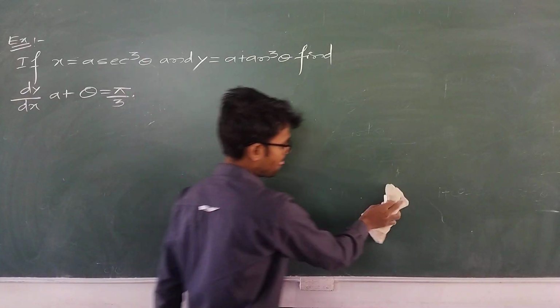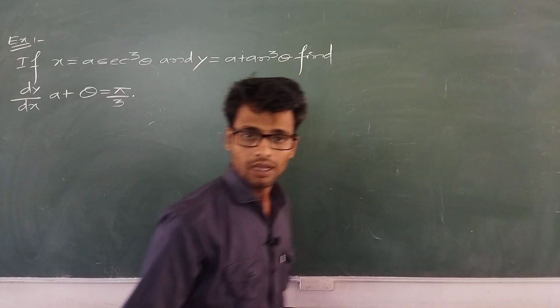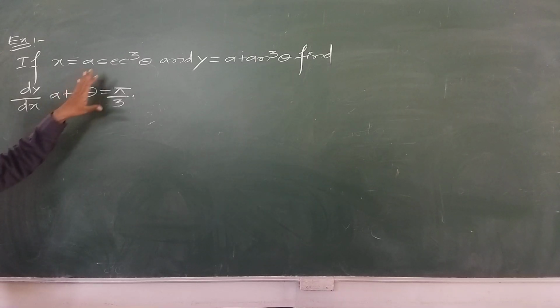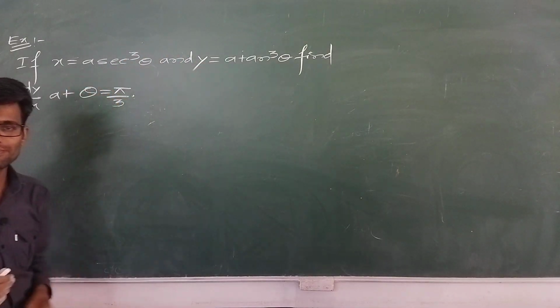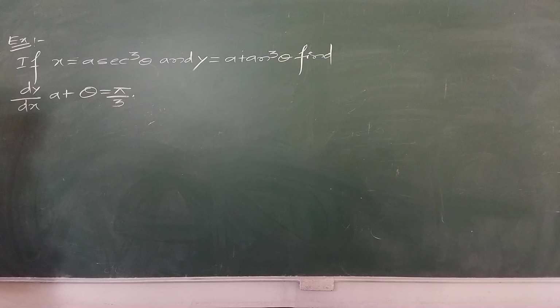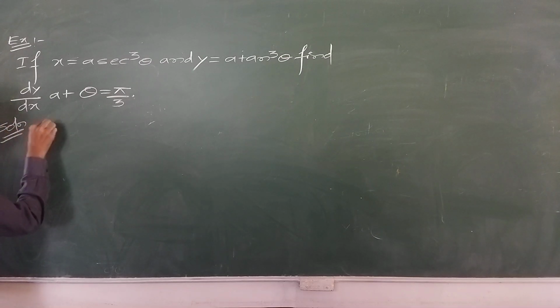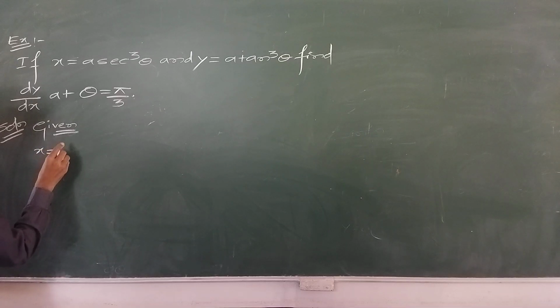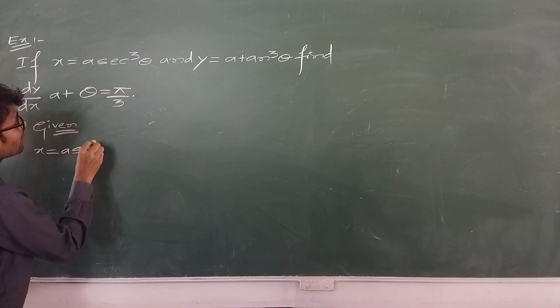See what they have given. The values of x and y are given. See, x equal to a sec cube theta, y equal to a tan cube theta. In these two, theta is the parameter and you should find the value of dy by dx at theta equal to pi by 3. So I go for the solution of this. First I will write the given values. We have x equal to a sec cube theta.